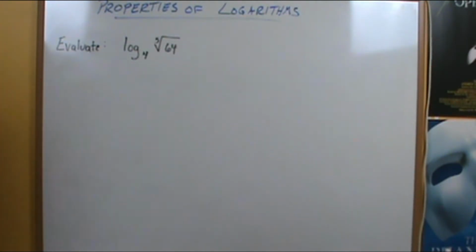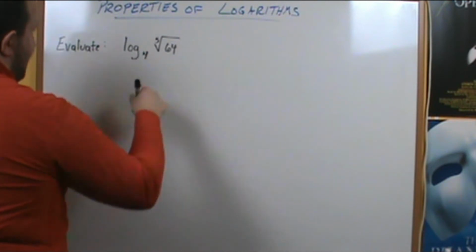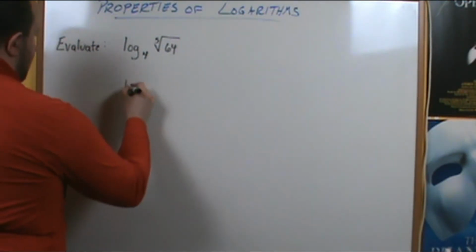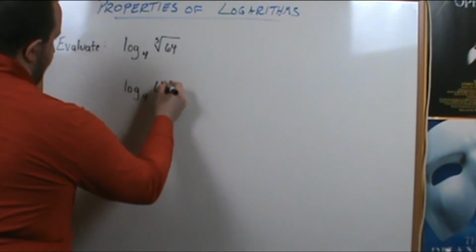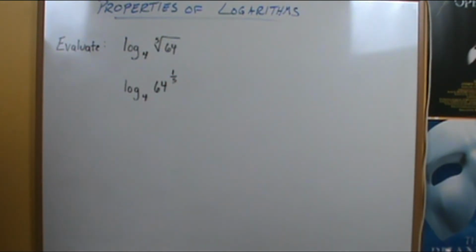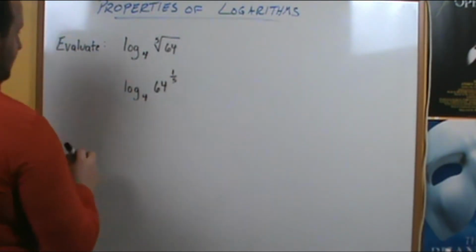Alright, so in this first example here, we're going to evaluate the logarithm with a base 4 of the fifth root of 64. To start here, what I recommend is converting this fifth root into a rational exponent. And to do that, we will get the logarithm with a base of 4 of 64 raised to the 1/5 power. That's the conversion from a fifth root of a number to a rational exponent.